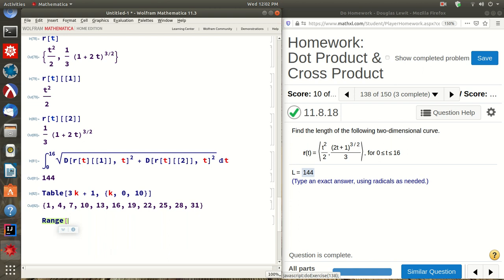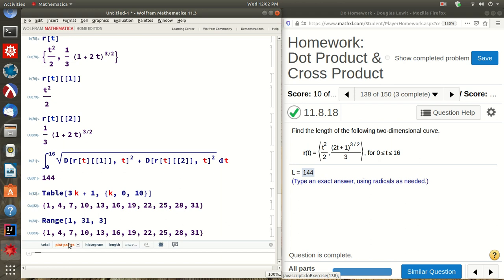Range, let's see, 1 to 31 in steps of 3. Yeah, so Range starting with 1, going up to 31, in increments of 3. It'll give you the same answer, although ultimately Table is a much more versatile function. You can do more with Table than you can with Range.